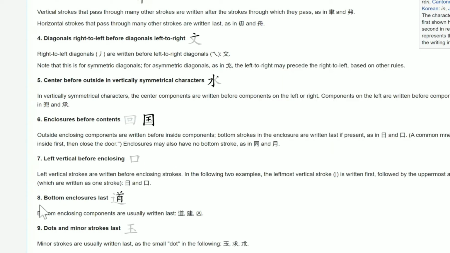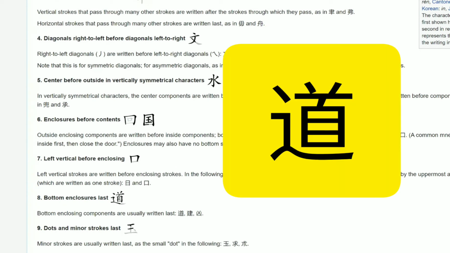Now let's look at number 8, bottom enclosures last. So what that means is, if you look at this, how it's written down, this bit, the bottom bit comes last. However, what I have to say, sometimes some people do start with this bottom bit first.